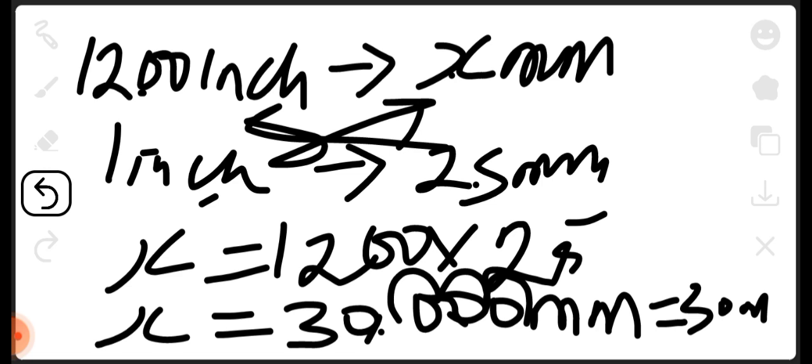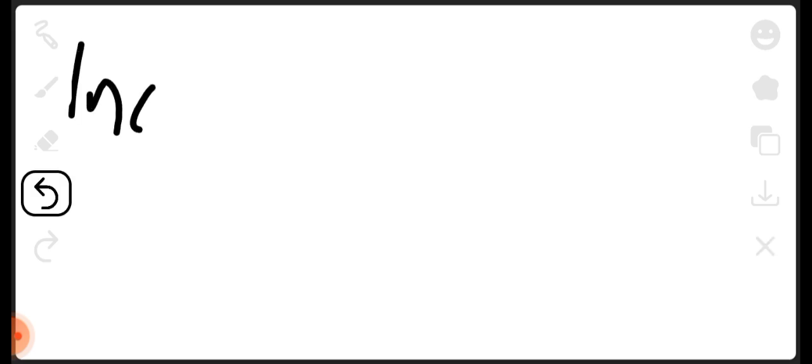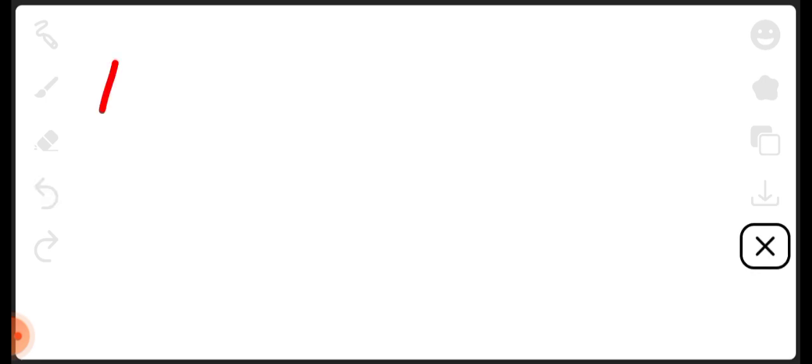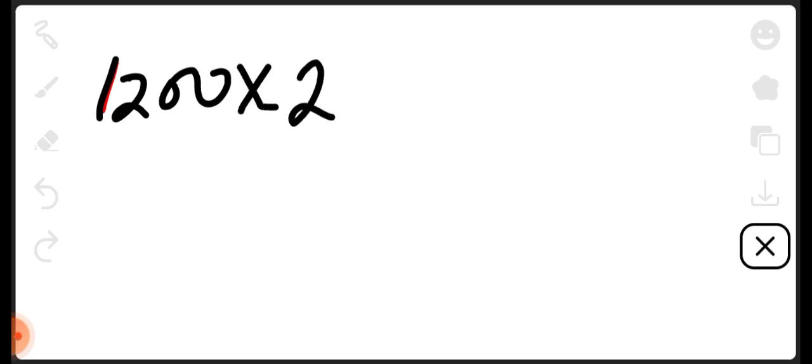Now what about if you are using the actual value in inches? Remember we said 1 inch is equal to 25.4. Let's put that 0.4 now to see the answer we are going to get. So we are going to multiply that 1200 by 25.4 to see what we are going to have.